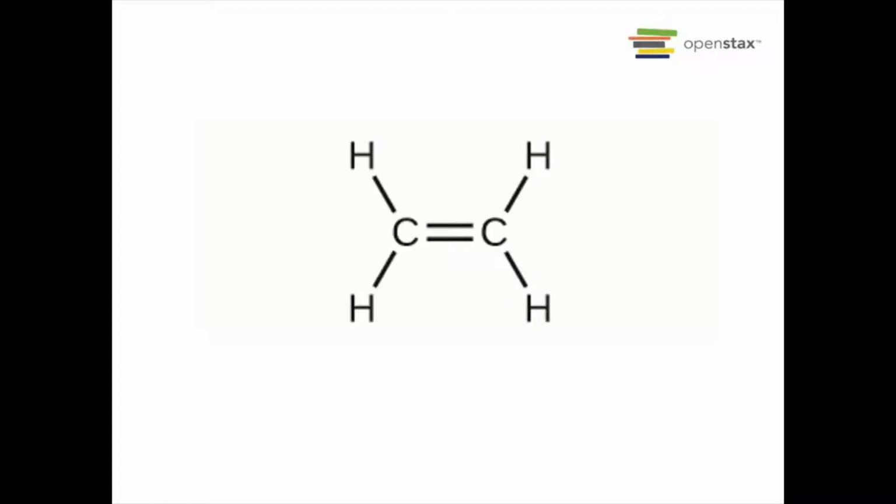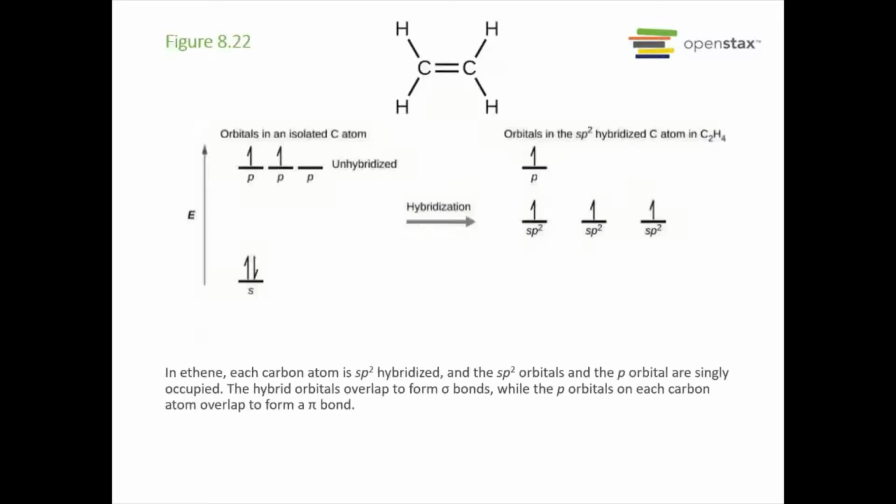So here's an example. This is the Lewis structure for ethene. And we can see that each carbon has a trigonal planar geometry. They're sp2. Okay, so there's both a sigma bond and a pi bond from the overlaps.